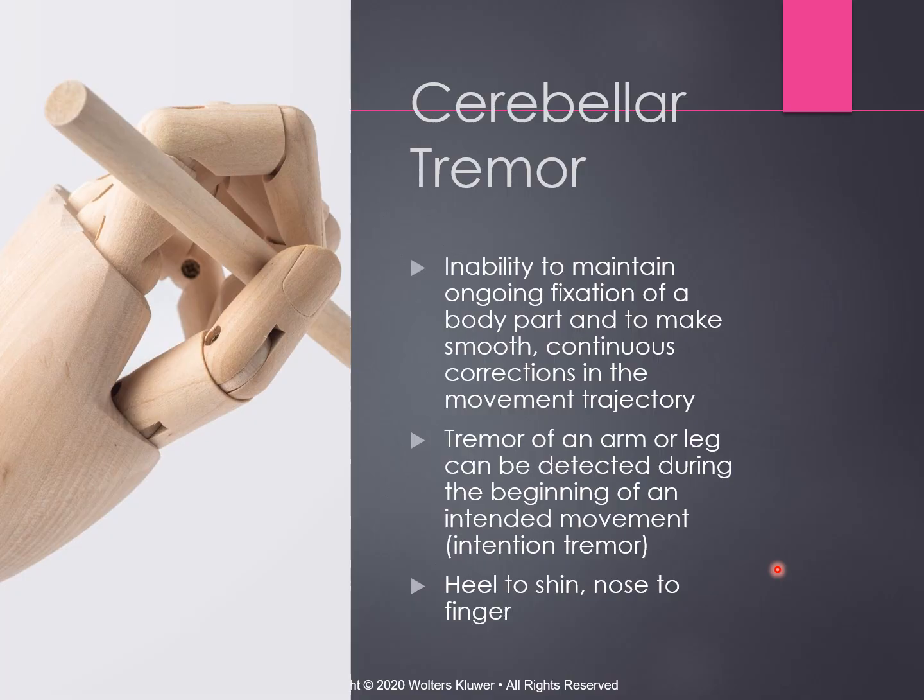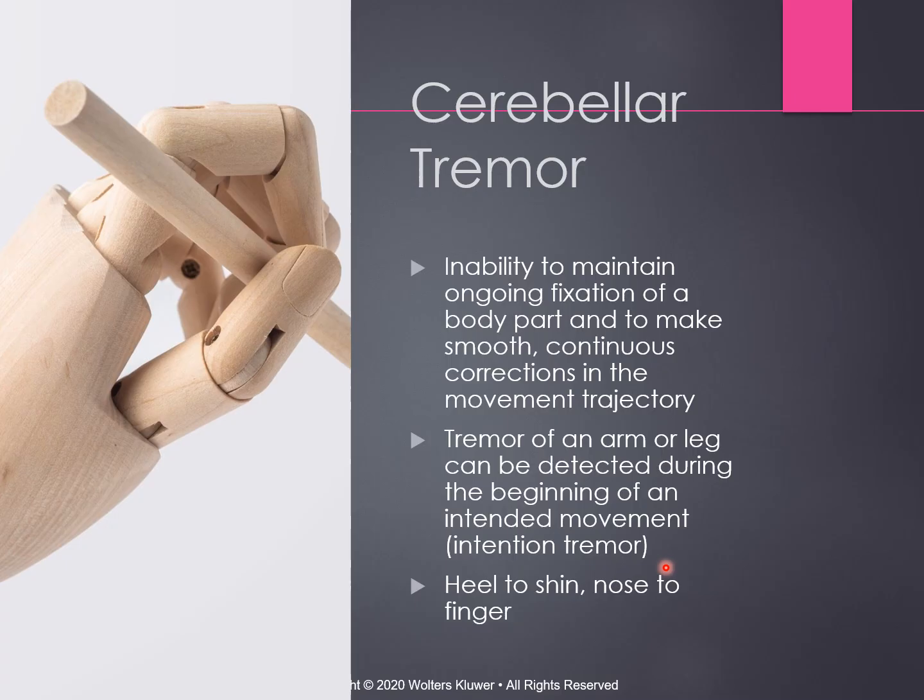And finally, we can have something called a cerebellar tremor. Cerebellar tremors are caused by the inability to maintain ongoing fixation of a body part and to make smooth, continuous corrections in the movement trajectory. So usually what we see is a tremor of an arm or a leg, and it's usually detected during the beginning of an intended movement. So we call that an intention tremor.